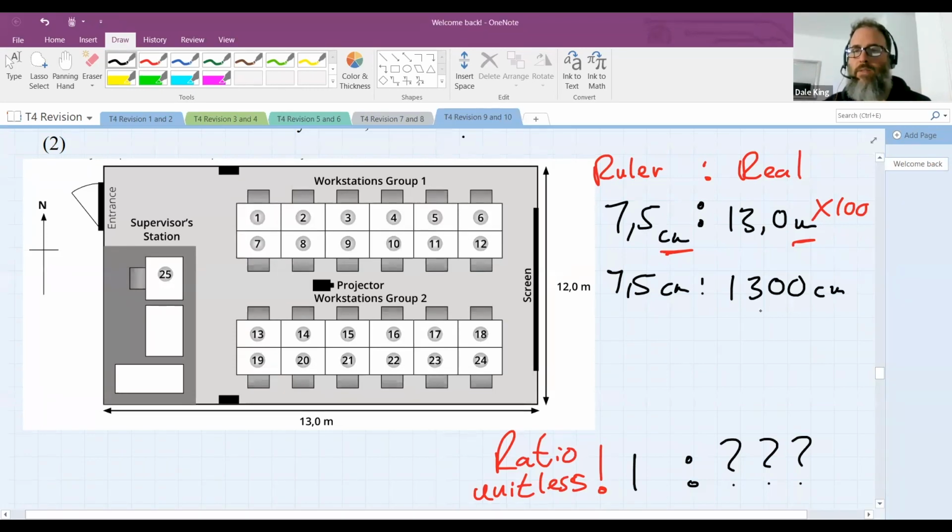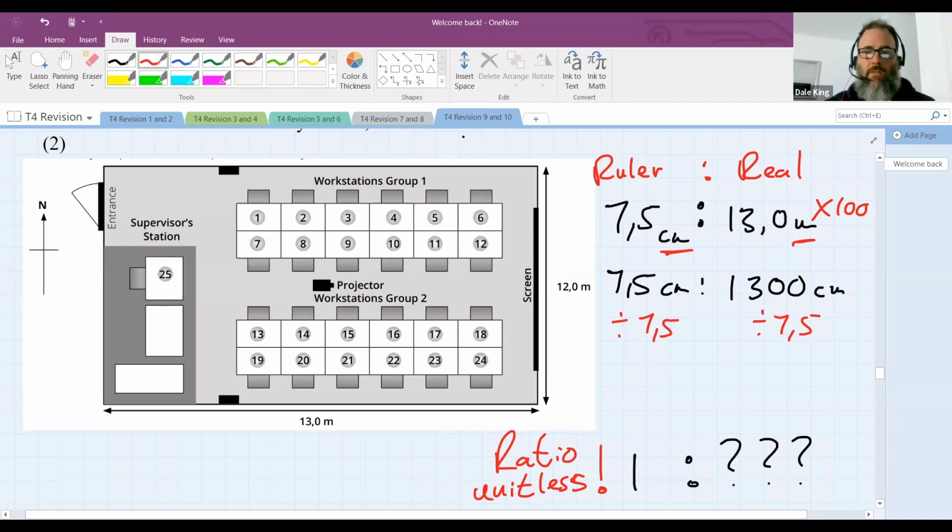So that is what we have so far, but we're not done. We need to get into the form 1 is to something. So what we need to do now is change the 7.5 to 1. How do we do that? We divide by 7.5 there on the left, and you also can divide by 7.5 on the right.